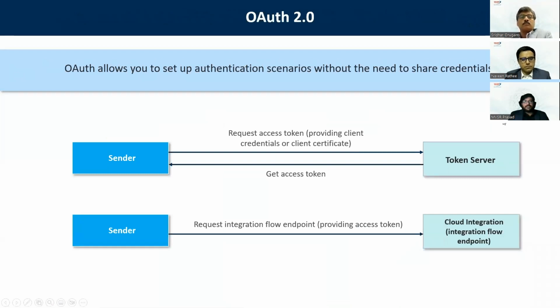OAuth 2 basically allows communication between systems without providing basic authentication. It's purely through credentials or certificate based. So the authentication scenario is without the need of sharing credentials. That means the sender will be requesting access through a token. The token server is going to validate and give access to the token, and similarly the token is going to be used to talk to the endpoint system.